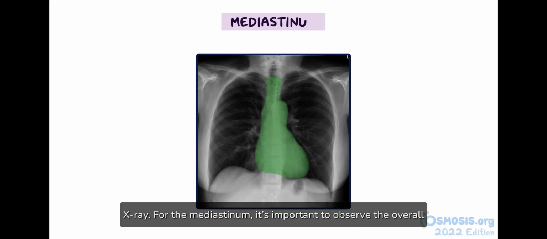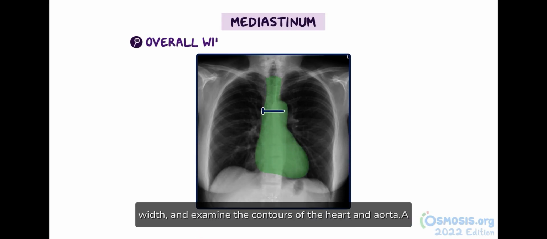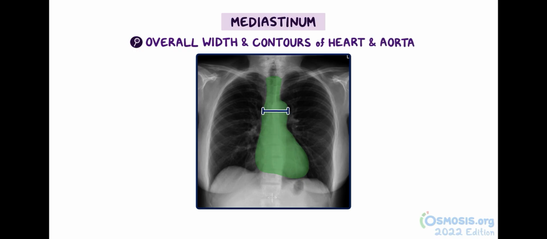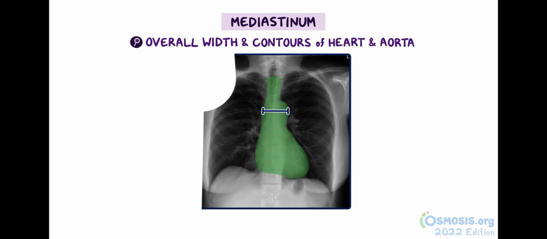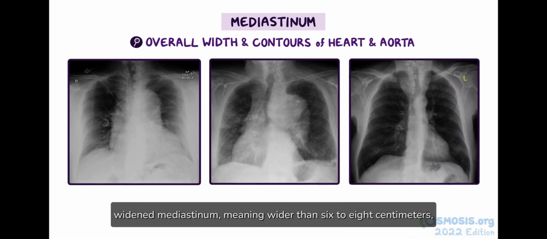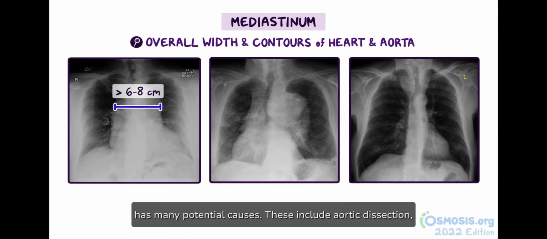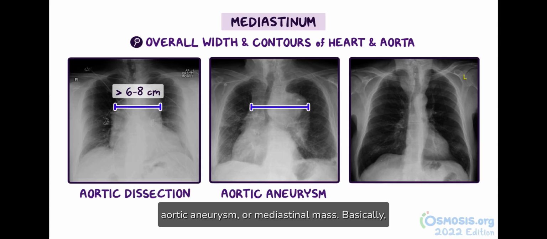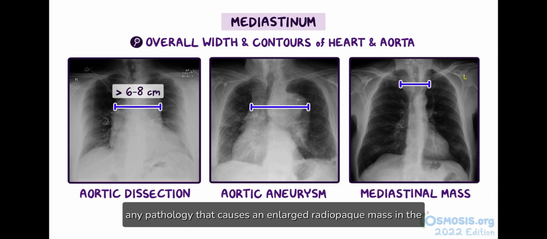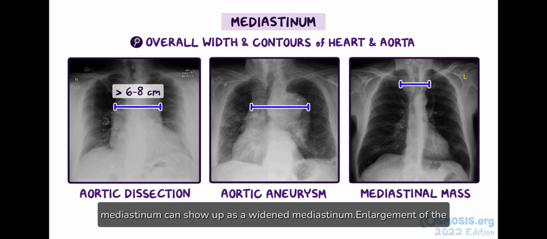For the mediastinum, it's important to observe the overall width and examine the contours of the heart and aorta. A widened mediastinum, meaning wider than 6 to 8 centimeters, has many potential causes. These include aortic dissection, aortic aneurysm, or mediastinal mass. Basically, any pathology that causes an enlarged radiopaque mass in the mediastinum can show up as a widened mediastinum.